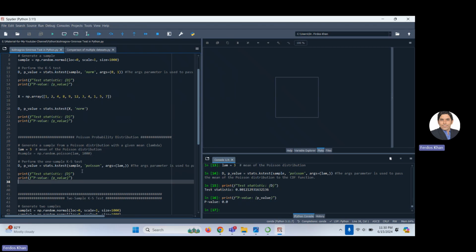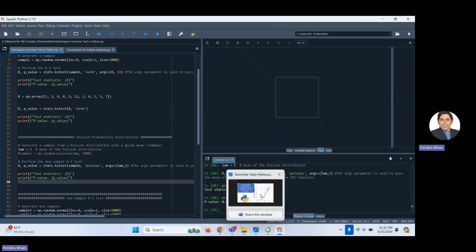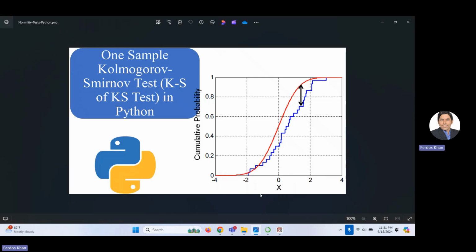So this is all about the Kolmogorov-Smirnov test for one sample data. The basic purpose is that you can test whether the data belong to a specific distribution or not. So you can follow the theory which I have discussed, and then you can do this in Python very easily, and you can do this for your research or maybe thesis or whatever. So this is all about the one sample Kolmogorov-Smirnov test.